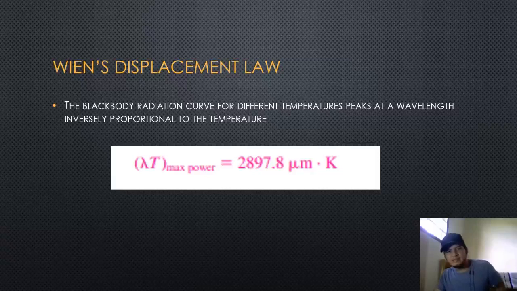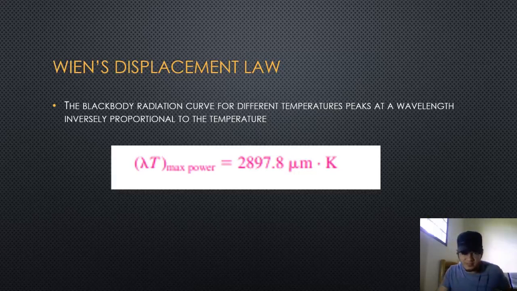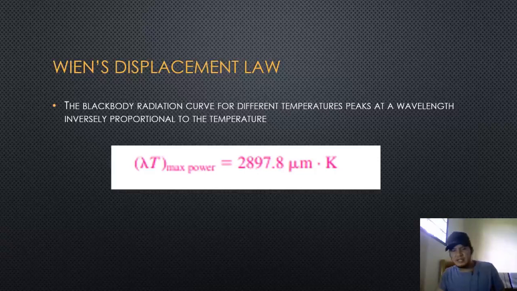This is Wien's displacement law. The black body radiation curve for different temperatures peaks at a wavelength inversely proportional to the temperature. This is the max power. The value of the constant is 2897.8.